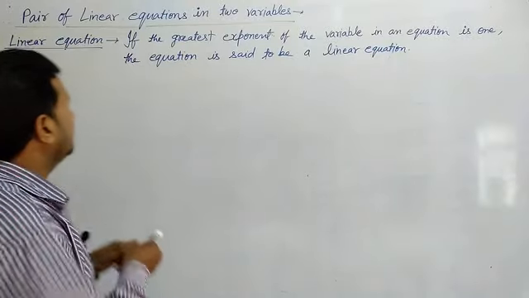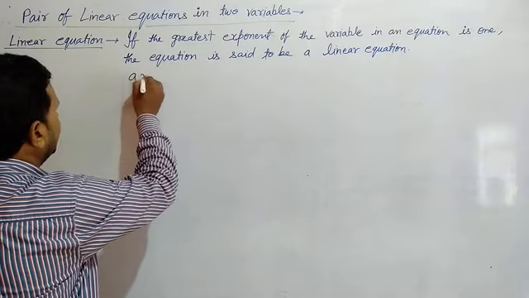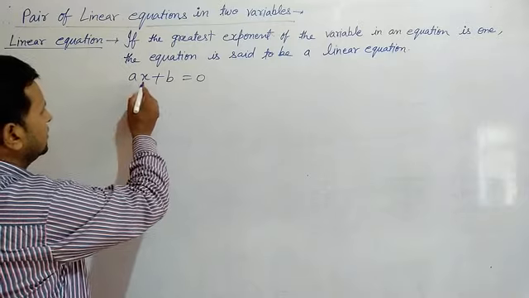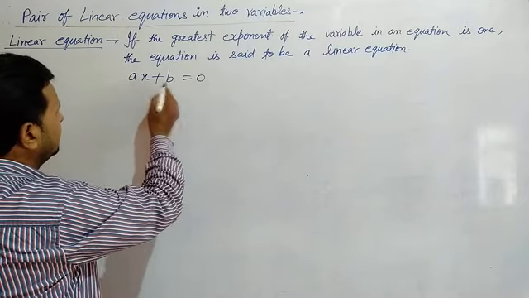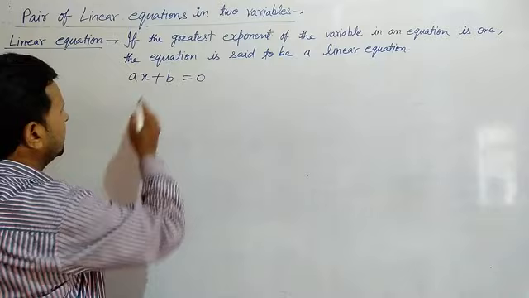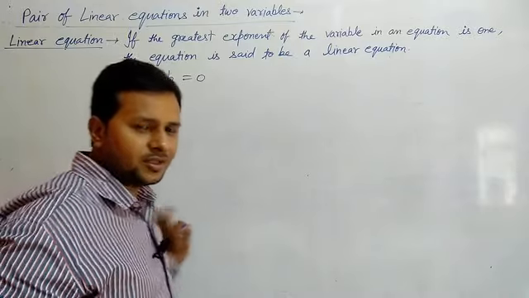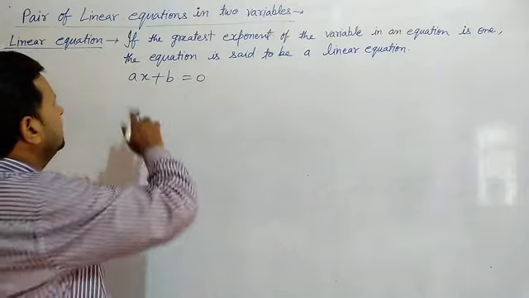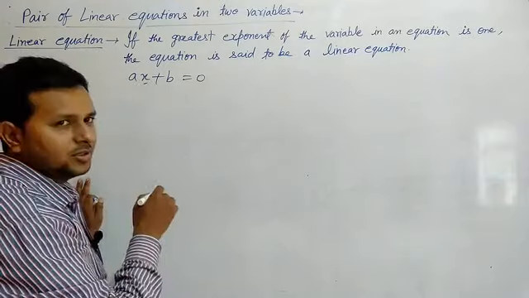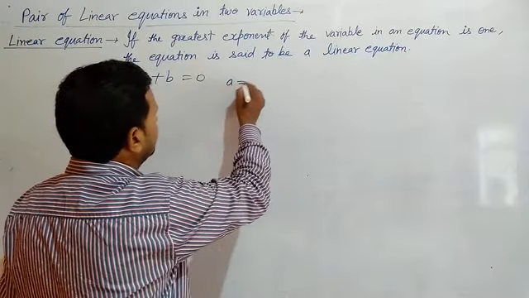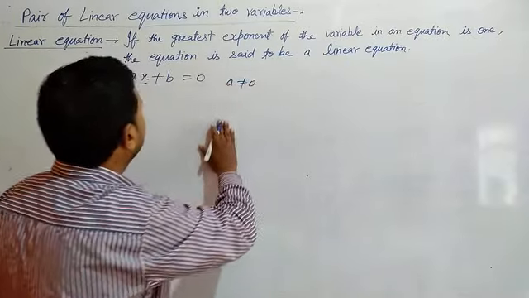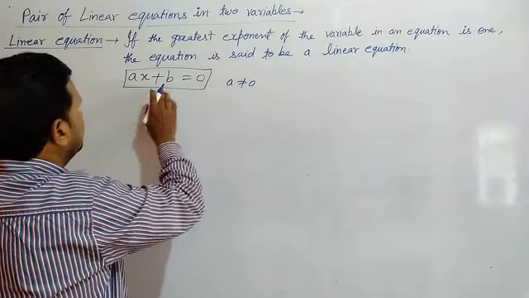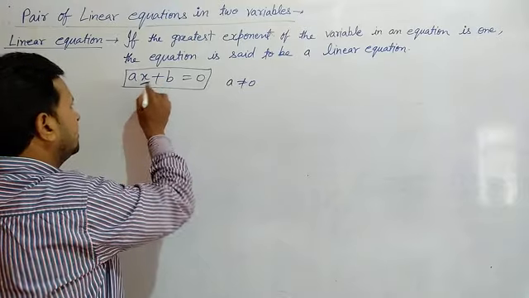For example, suppose that ax plus b is equal to 0. Here x is the variable, and a and b are constants. We can say a and b are constants, which means we can write 1, 2, 3, 4, but x is the variable shown here, where a does not equal 0. So we can say that this is a linear equation in one variable.